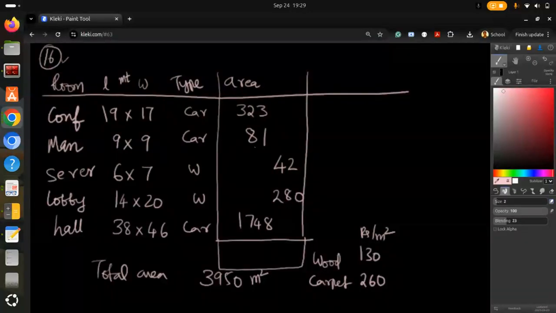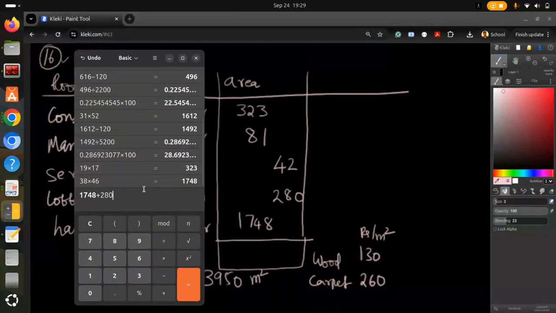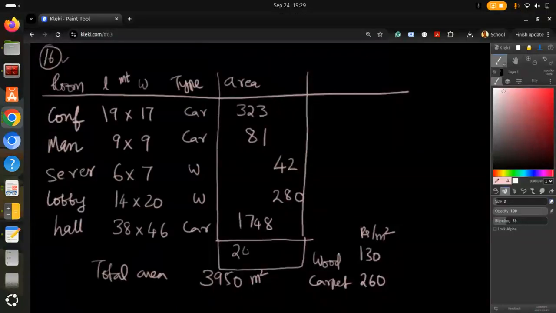So 323, 81, 42. So this 1748 already there, plus 280. I'll just move this aside. So I'm going vertically up. So 1748, 280, then 42 I will add, then 81 I will add, and 323 I will add. So it comes to 2474. Okay. So let me write it down. 2474 square meters. Okay. So these are all in meter square.